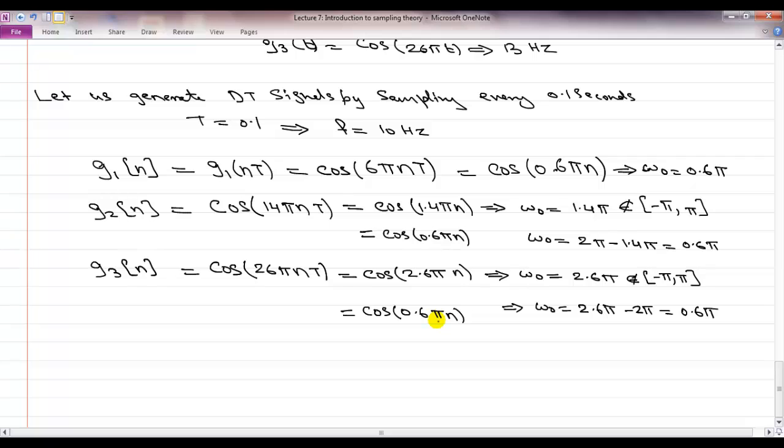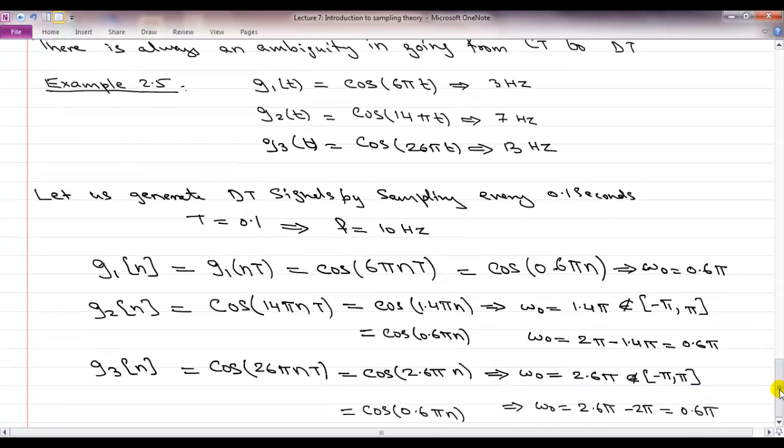So what do we see here? We started with three distinct continuous time cosines which had frequencies of 3 hertz, 7 hertz, and 13 hertz. We sampled them with 10 hertz. And what do we get back in the discrete world? The same signal.